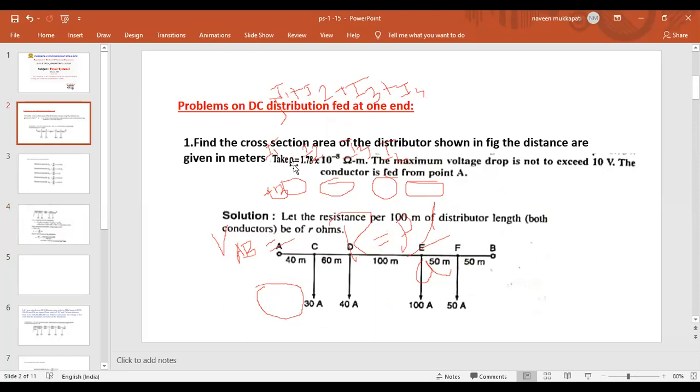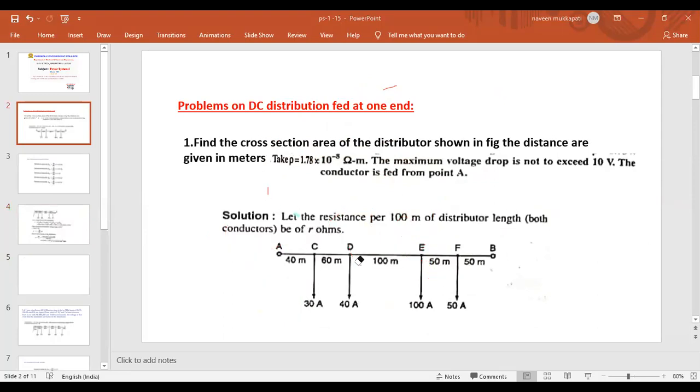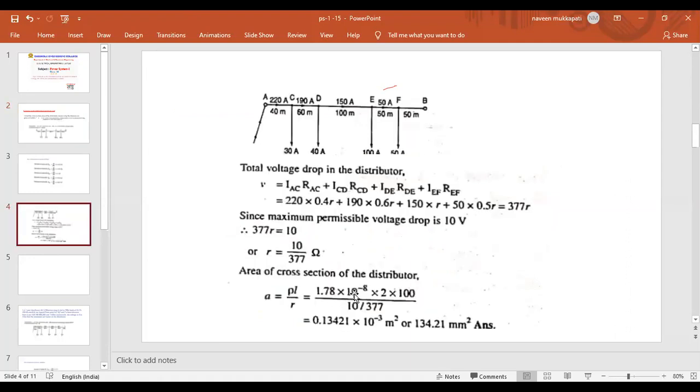Okay, what is the specific resistance? Take rho is equal to 1.78 into 10 power minus 8 into L. L is the length, that is 2 into 100 meters, divided by resistance R. Okay, this is the cross-sectional area.